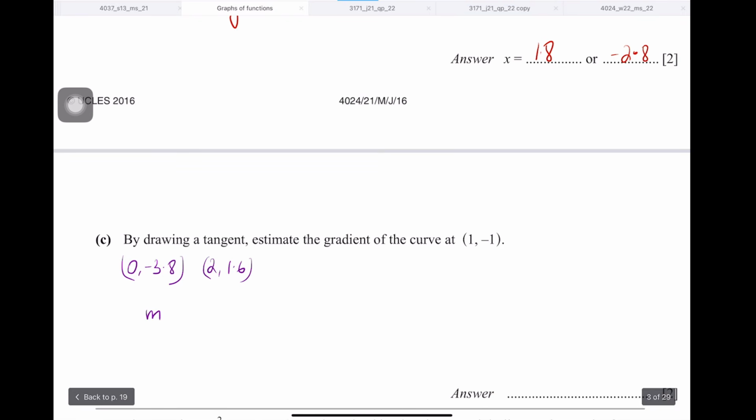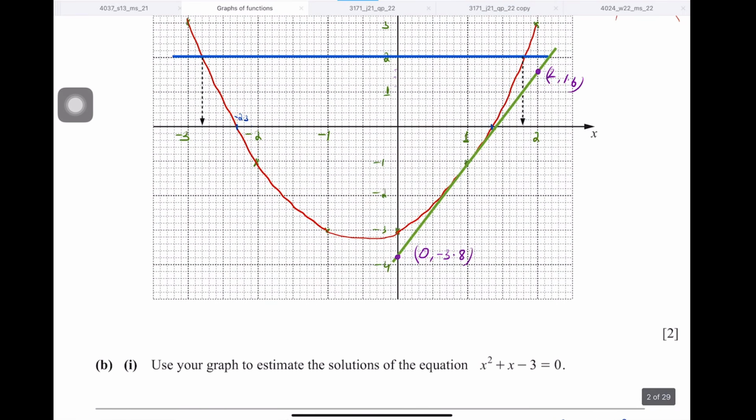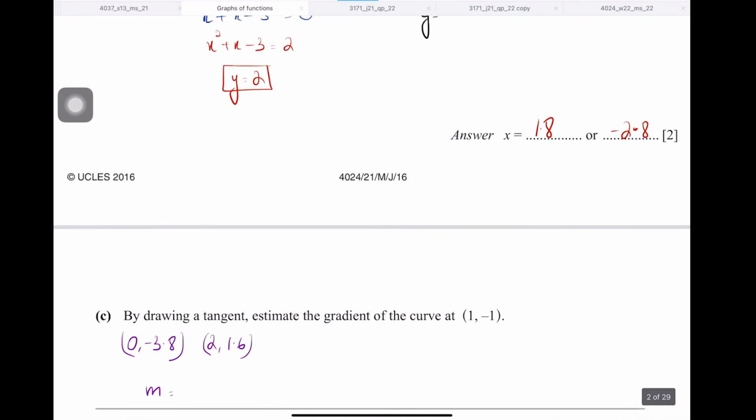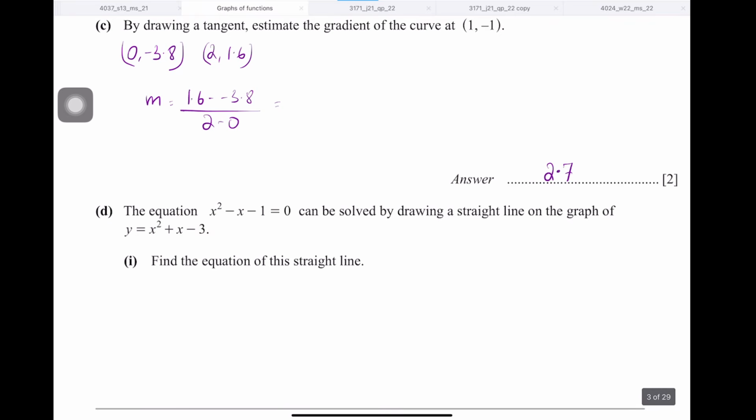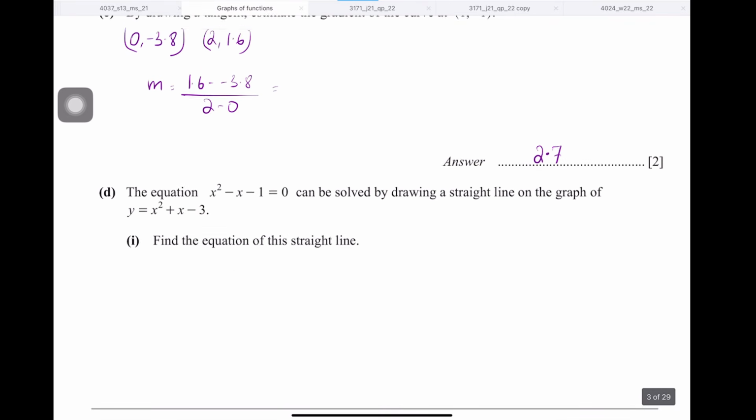Okay, so will this line have a positive gradient or a negative gradient? Positive. Positive, that's correct. Okay, so let's find out the gradient. 1.6 minus 3.8 divided by 2. So 2.7 is the gradient of this line. Okay, so far it's the same type of questions that we've been dealing with.